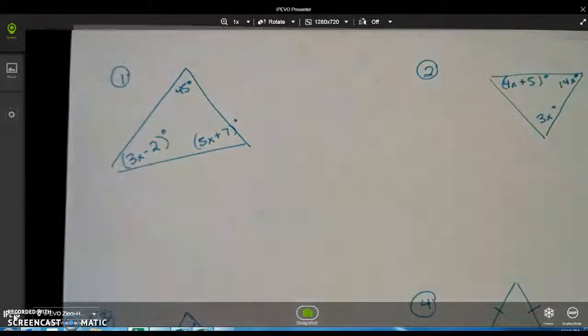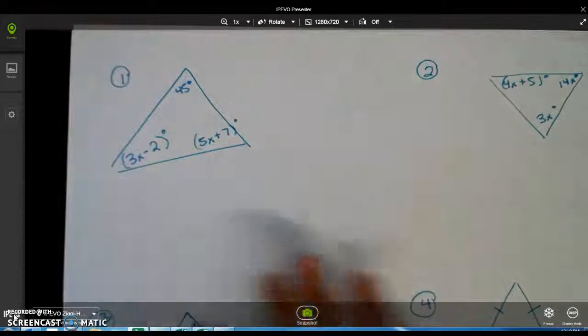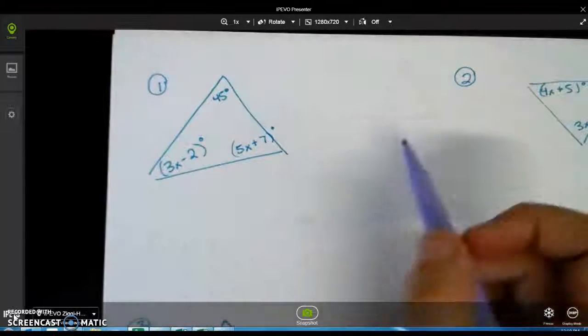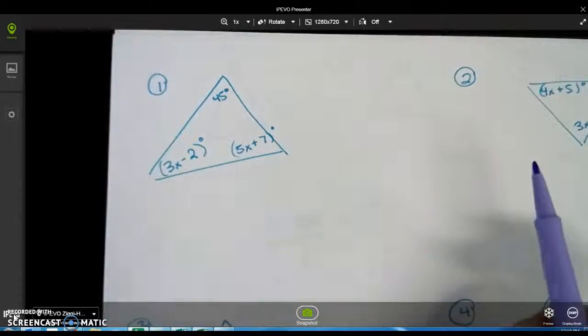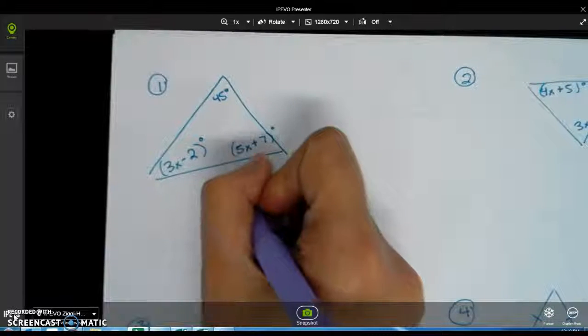Okay, in this video we're going to go over the triangle sum theorem, which is just that all the angles add to 180, as well as dilations. So, start with this one. Since all the angles add to 180, I add these up to 180.